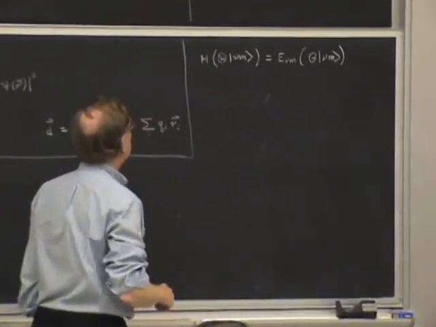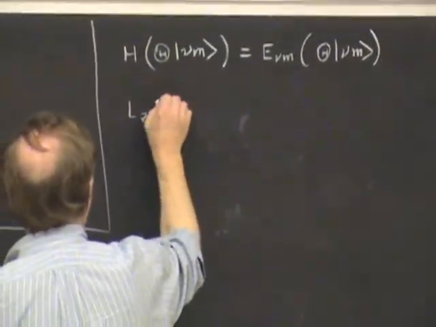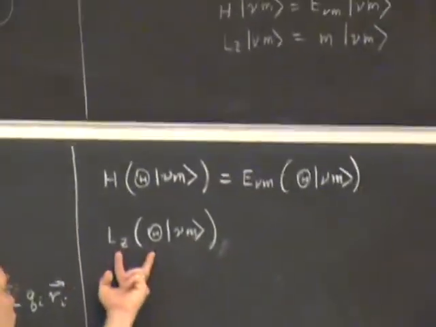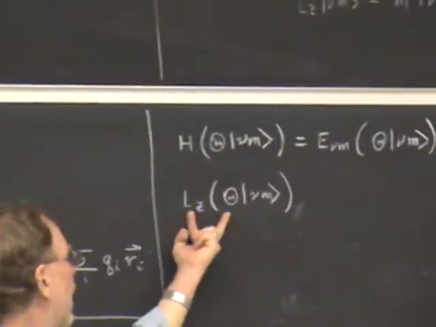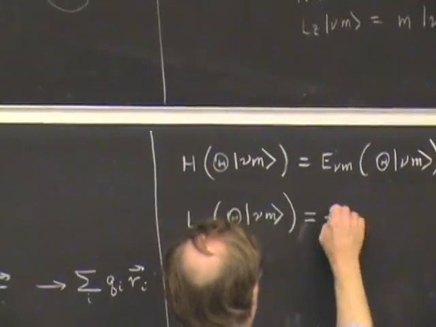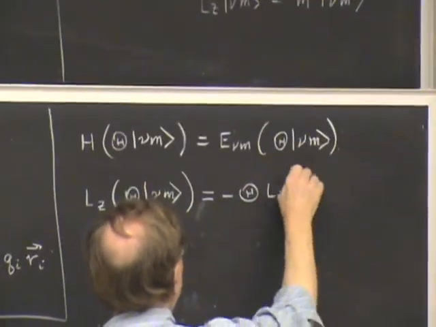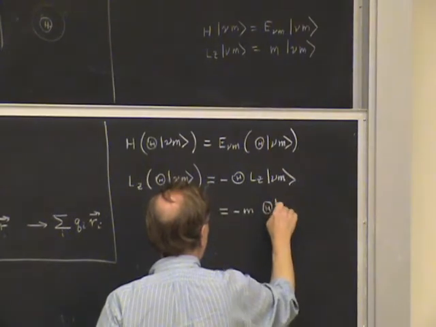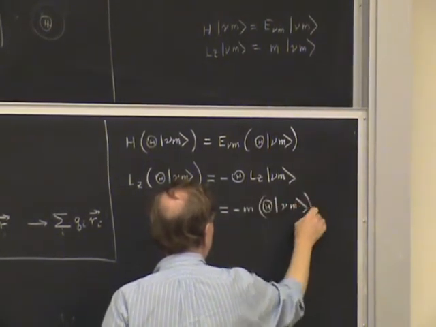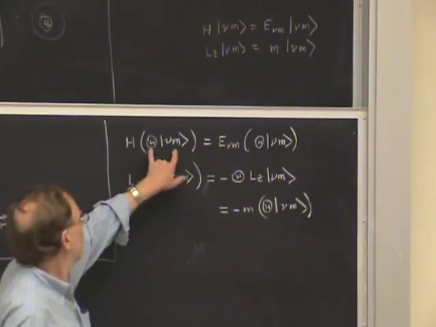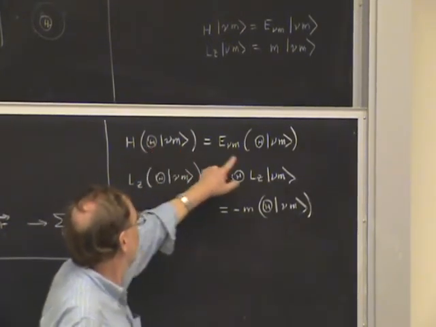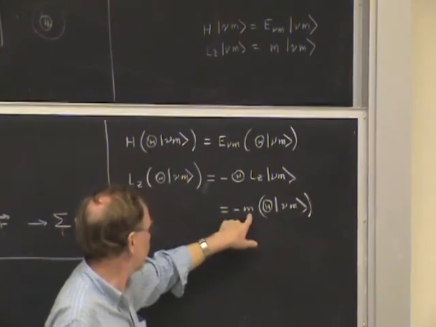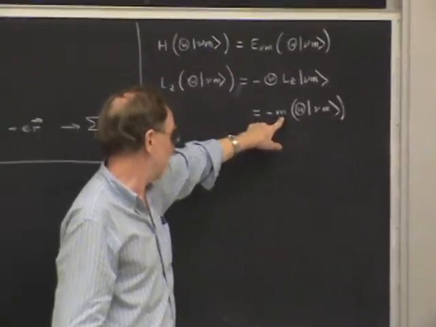That's what energy does. Now, what about LZ? Let's take LZ and apply it to theta acting on nu m, like this. LZ and theta don't commute, they anticommute, because angular momenta are odd under time reversal. So this turns into minus theta times LZ acting on nu m, and LZ brings out the m. The result is minus m times theta acting on nu m. So this theta acting on nu m is an eigenstate of energy with the same eigenvalue as nu m itself. However, the magnetic quantum number has changed, with LZ eigenvalue changed to the opposite of itself.